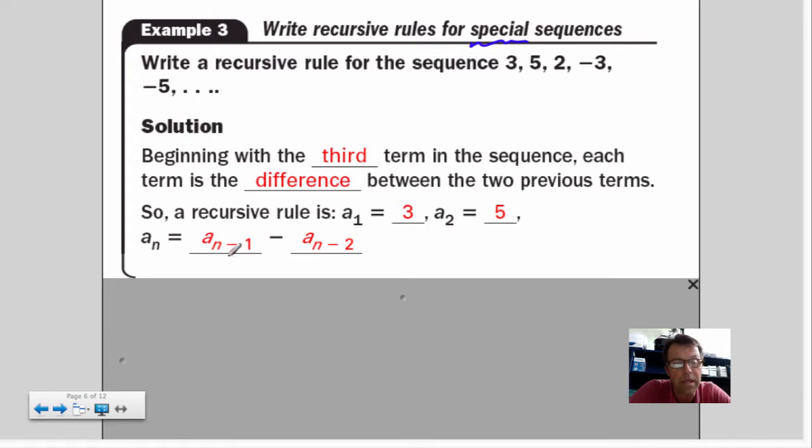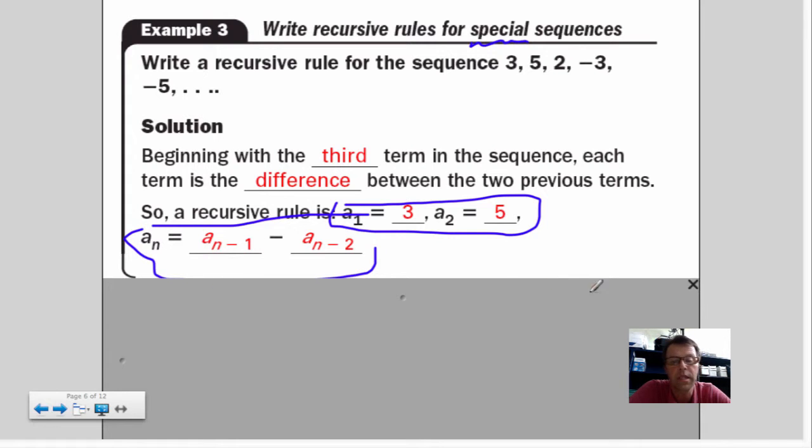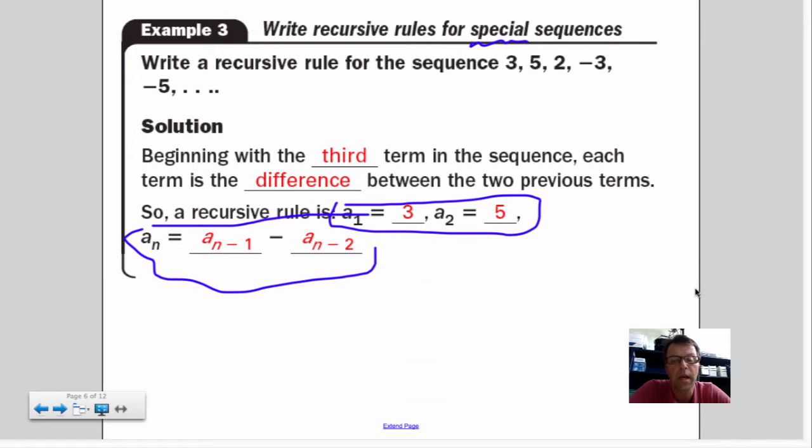And so the rule, basically, to write that, you say, hey, take the previous term, n minus 1, and subtract the previous term 2 terms ago. I don't know how to say that. The second previous term. And so here's the rule, and you have to then also give the first terms to get you going, right? So this rule needs 2 terms to get you going. So pretty tricky, pretty special sequences.